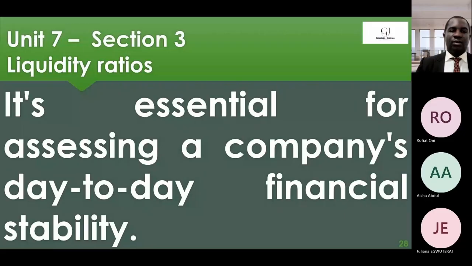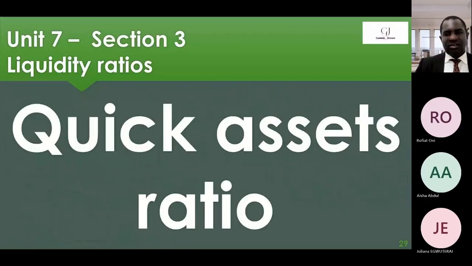It's essential for assessing a company's day-to-day financial stability, and chartered accountants should monitor this ratio to ensure that balance is struck and we don't have challenges with our day-to-day running. Okay, so that will be the end of current ratio.